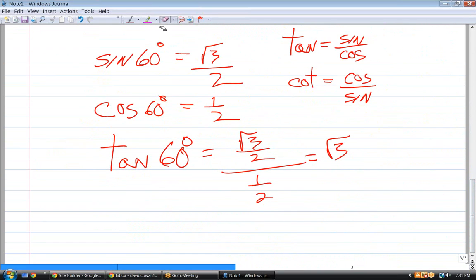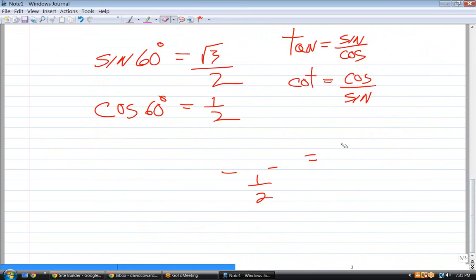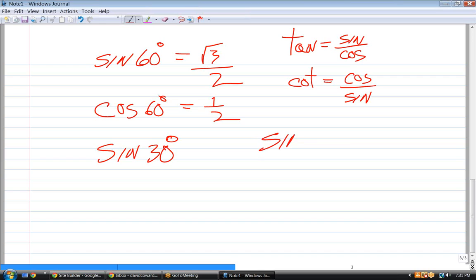Okay? What was the next one after tangent? Sine of 30 degrees. Okay, the identities they are referring to are the sine of x is equal to the cosine of 90 minus x.